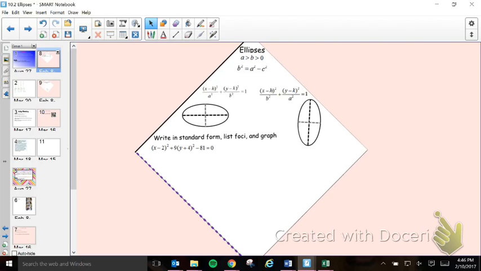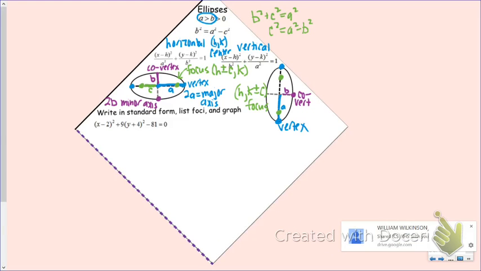All right, so let's go back and do an actual example here. What we're going to do is start by writing this equation in standard form. If you notice, in standard form, this is always equal to 1. So first I'm going to move that 81 to the other side. Let me just rewrite it on top to save a little bit of space. It was minus 81, so now this is going to equal 81. And to make this equal to 1, I'm going to divide everything by 81.